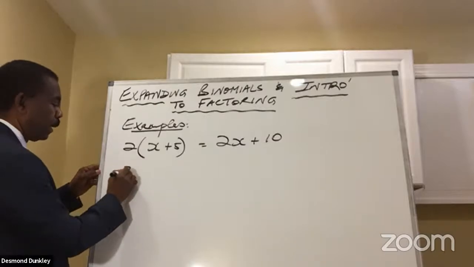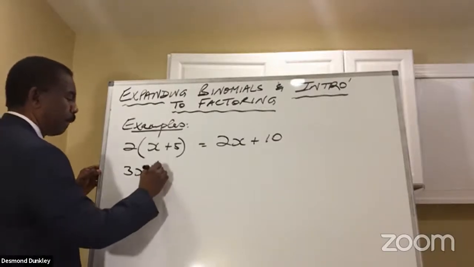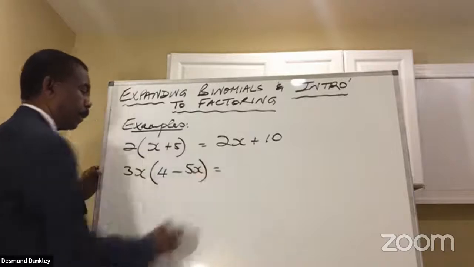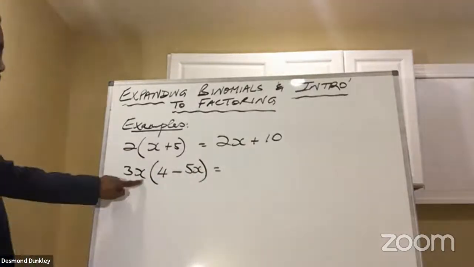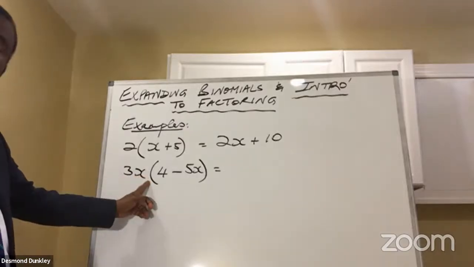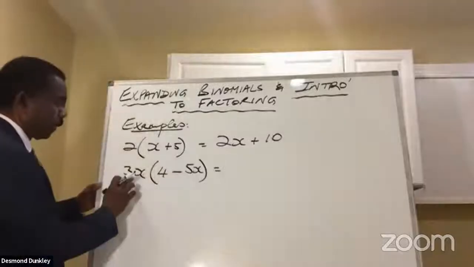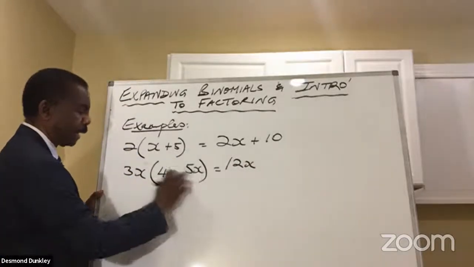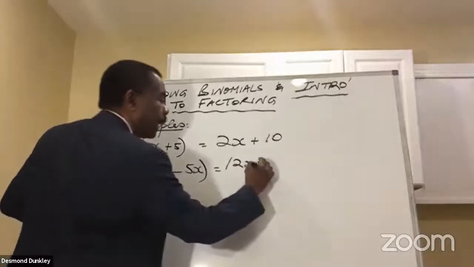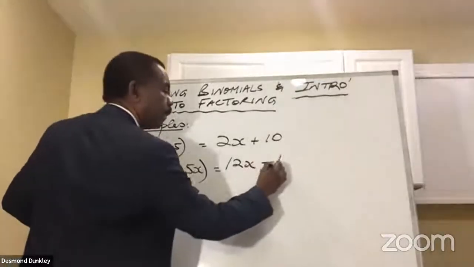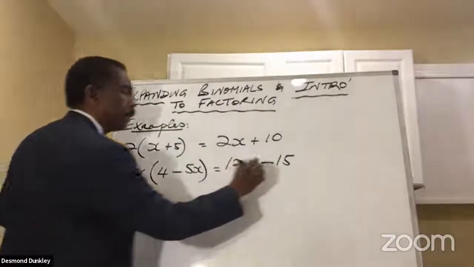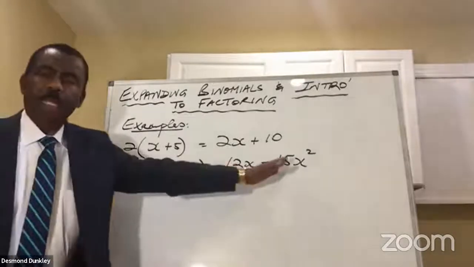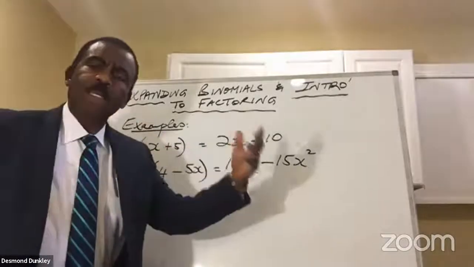If we had, say, 3x times (4 minus 5x). This is a little bit more involved. What is here is 3x, and we're multiplying 3x times whatever is inside. So it's going to be 3x times 4 gives me 12x, and 3x times negative 5x, a positive times a negative gives me a negative, and 3 times 5 is 15, and x times x is x squared. So again, we multiplied everything and we ended up without the parentheses. When you expand, the parentheses disappear.